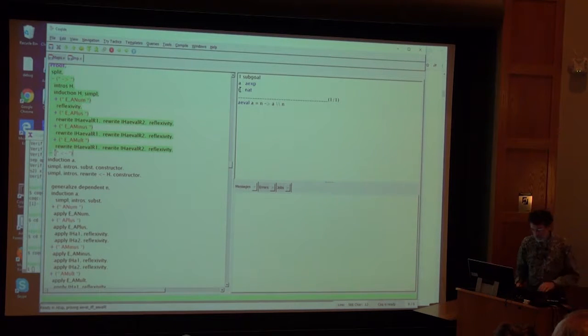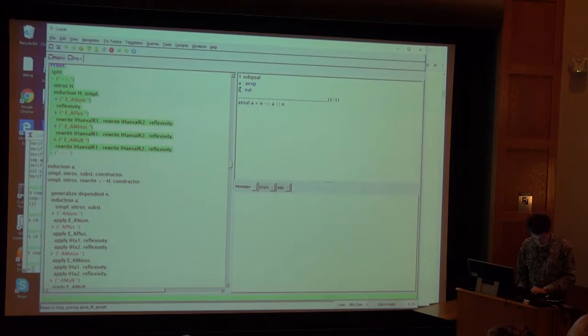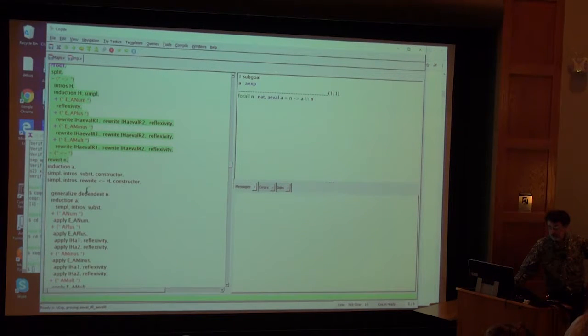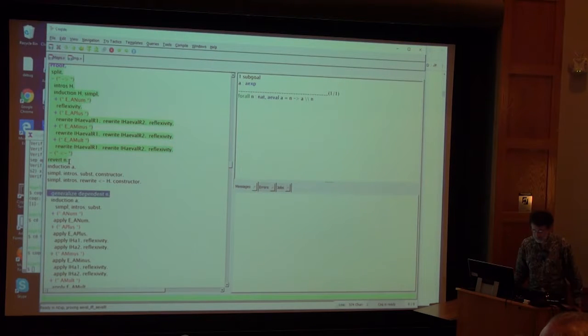So what we have to do before we do the induction on A is move n below the line. I say revert n here. You can also do it by this generalized dependent n here, which moves n and anything that depends on n below the line, but here they're equivalent.